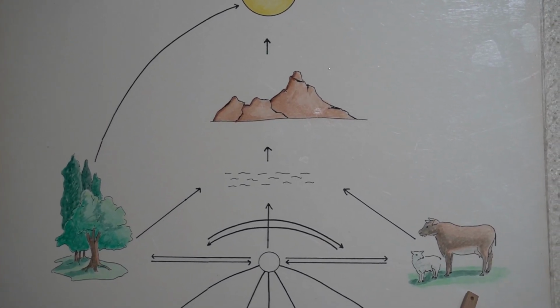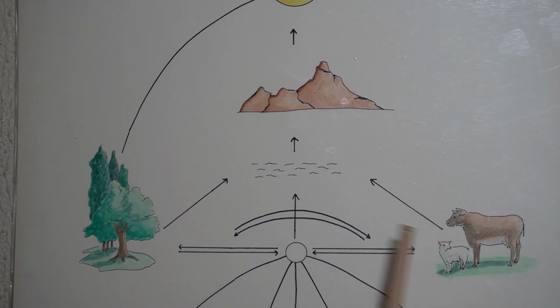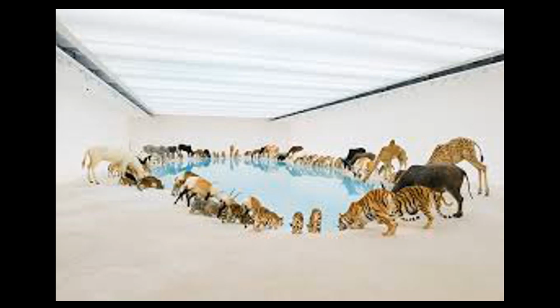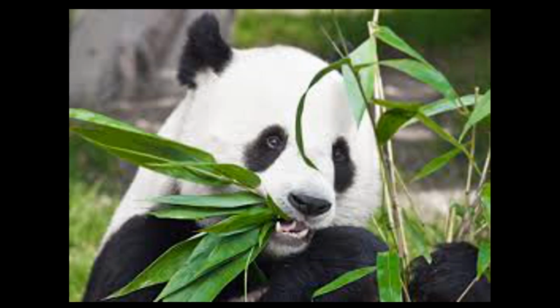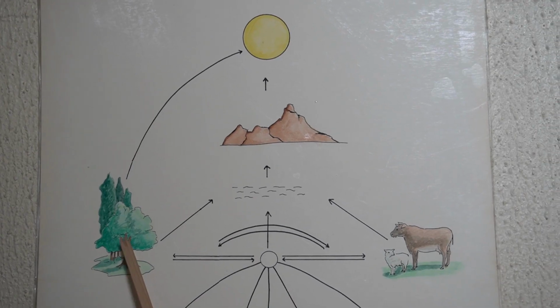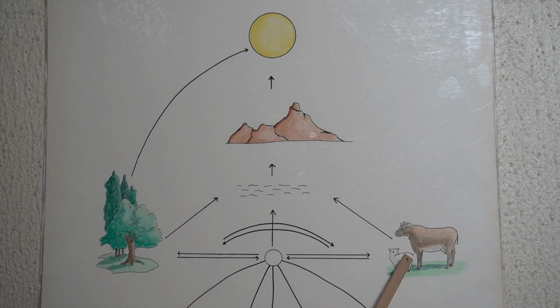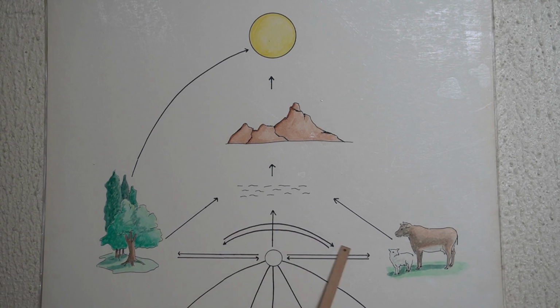Here we have the animals. We know that the animals need water, but they also need plants for their food. They depend on plants. The animals depend on plants for their oxygen, and the plants depend on the carbon dioxide that the animals produce for their food. So we have this arrow showing that the plants depend on the animals, and the animals also depend on the plants.